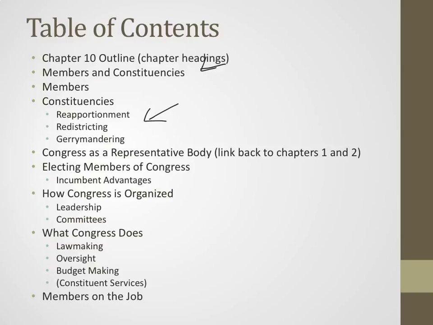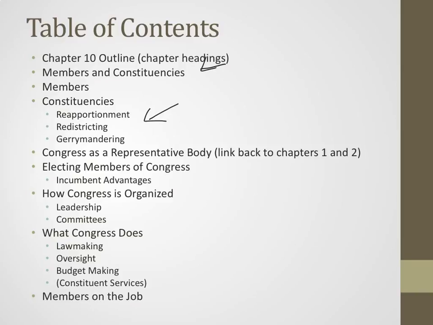The reapportionment, how do states get the number of representatives that they get? Again, reapportionment does not apply to the Senate, only to the House. Redistricting only applies to the House. Gerrymandering only applies to the House. And remember also that partisan gerrymandering is allowed. If Democrats want to create districts that will ensure that Democrats get reelected, they can do so.